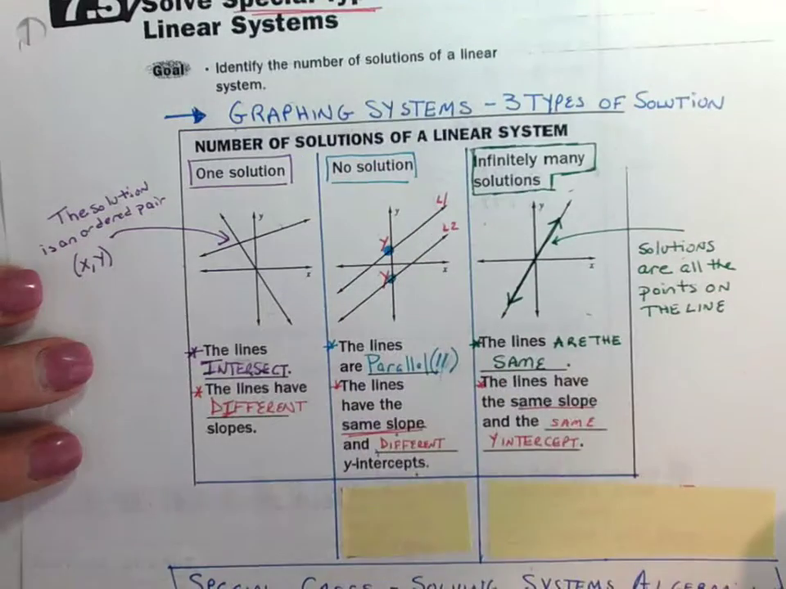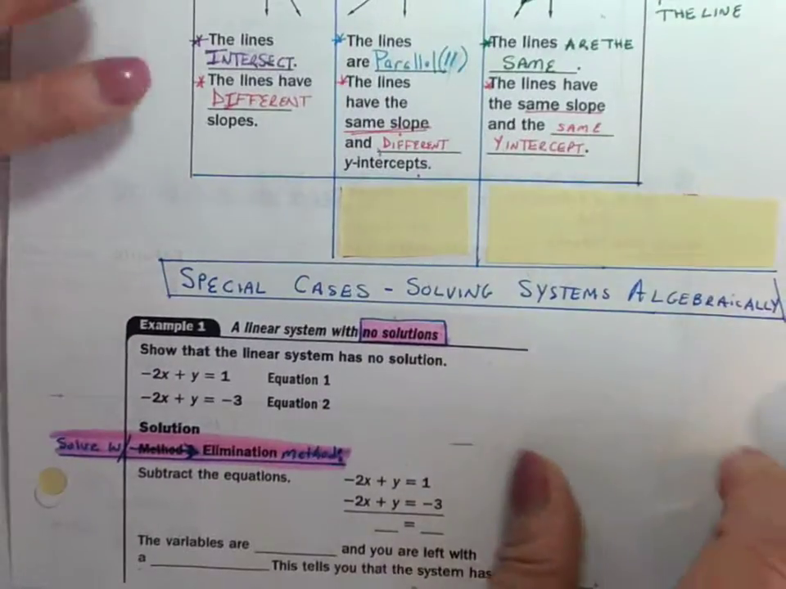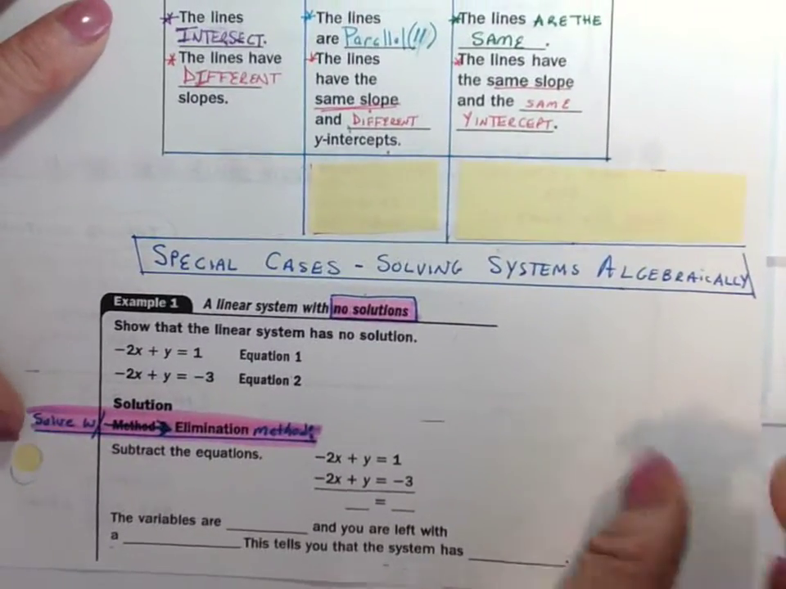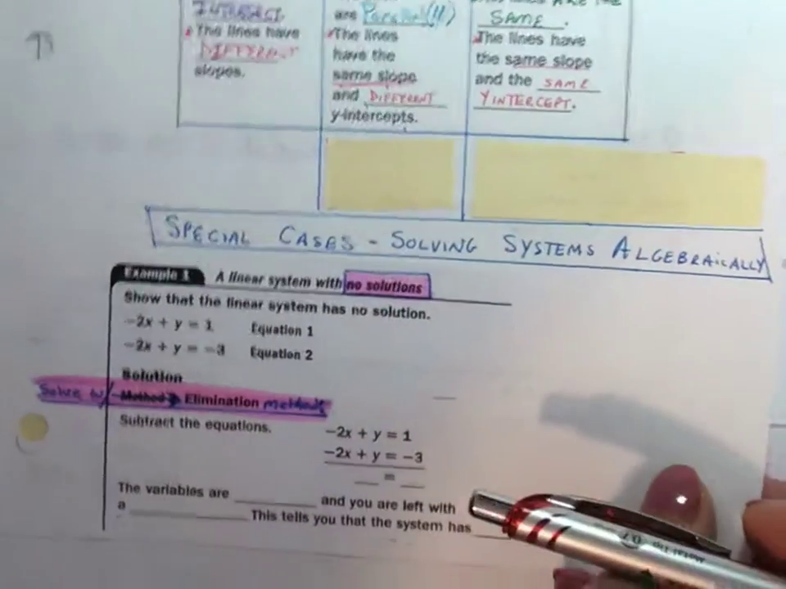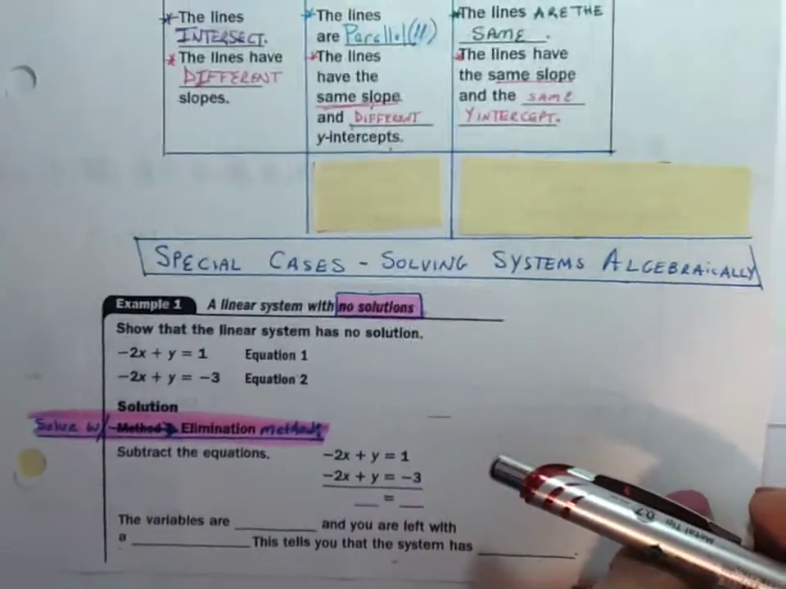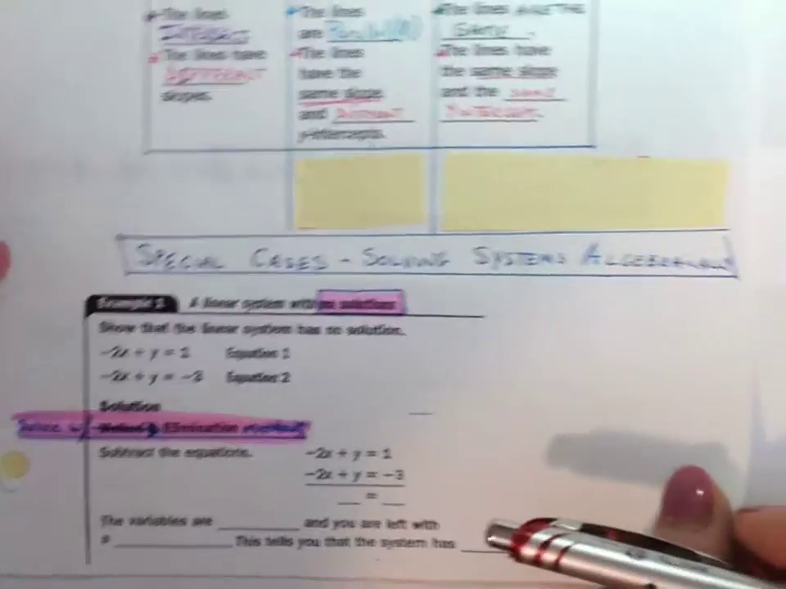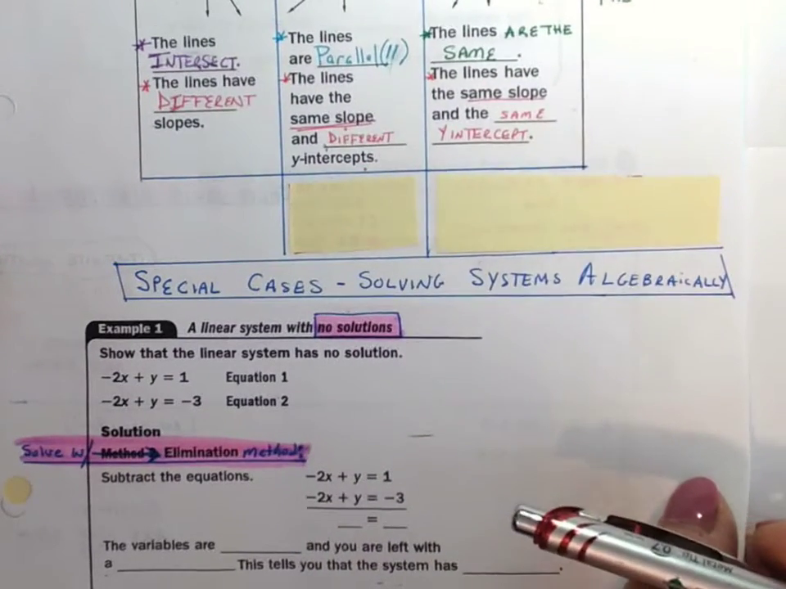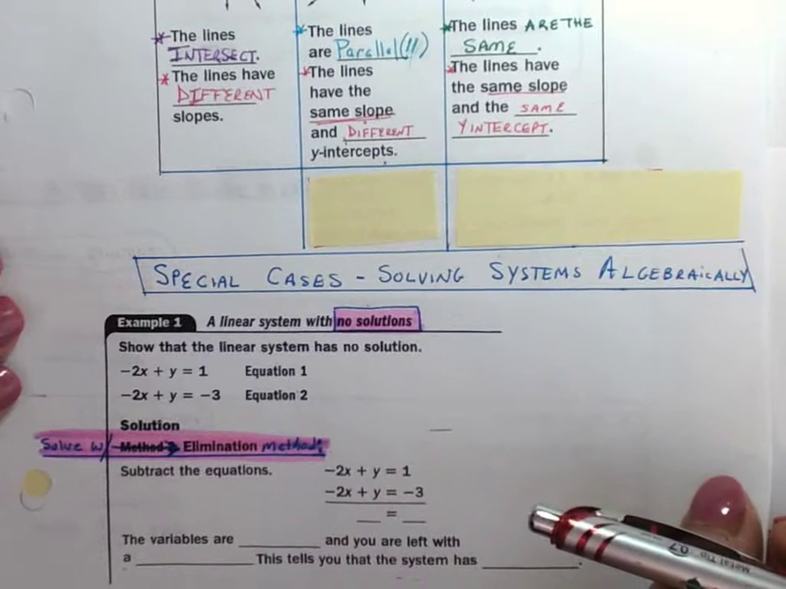When you're graphing, now we're going to go to special cases, solving systems algebraically. And we're going to do examples with both the elimination and the substitution method.